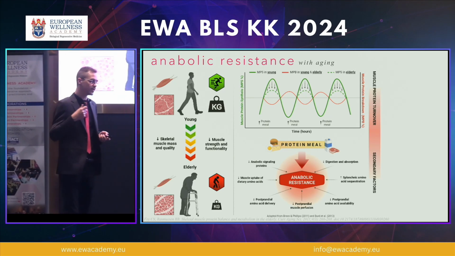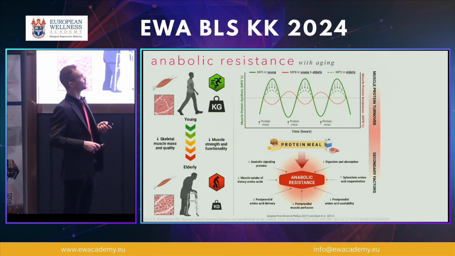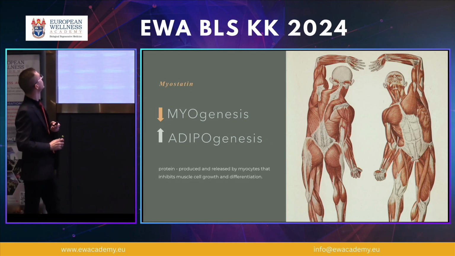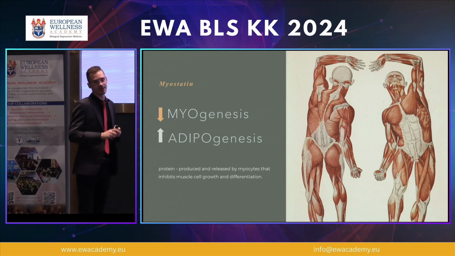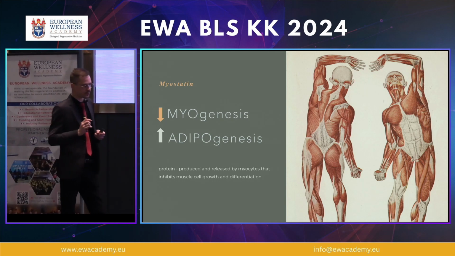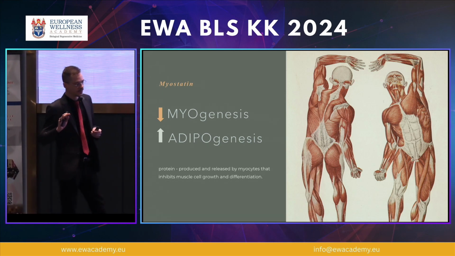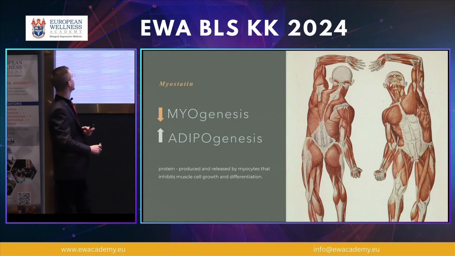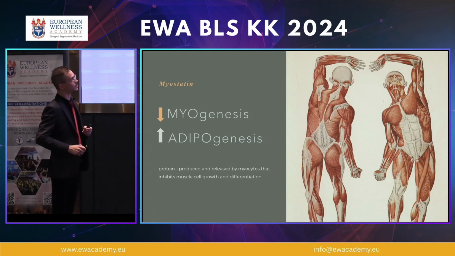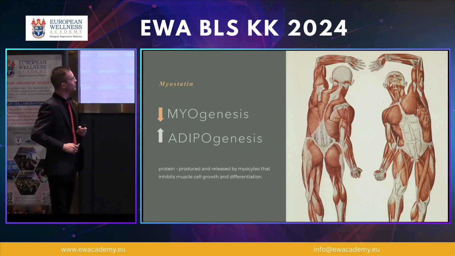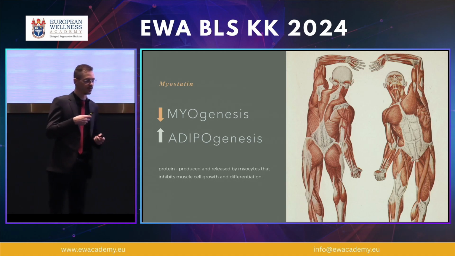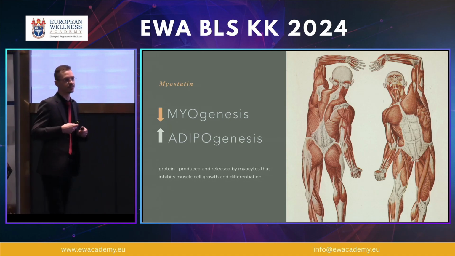But again, okay, we train the muscle, but if some kind of anabolic resistance occurs, what can we do? For that purpose, we can look into myostatin, which is produced by the muscles, as we saw on the previous slide. It not only controls the osteoclasts that do the bone resorption, but at the same time it also controls the growth of the muscles. Actually, this is a protein released by myocytes that inhibits muscle cell growth and differentiation. It is a kind of protective mechanism for our muscles to prevent overgrowth.